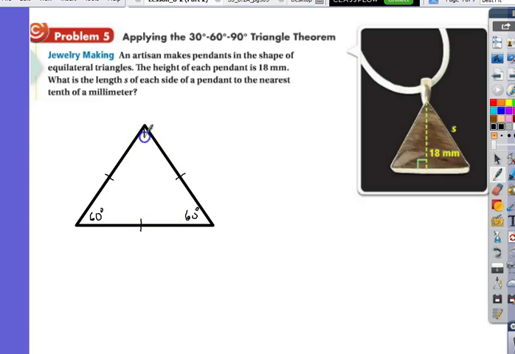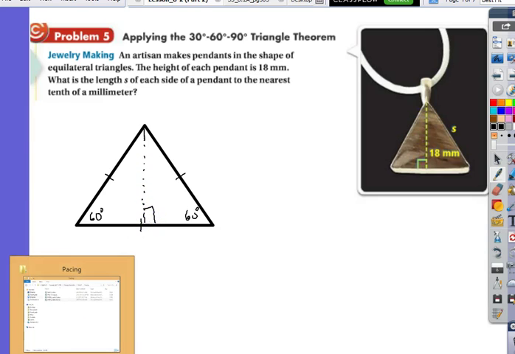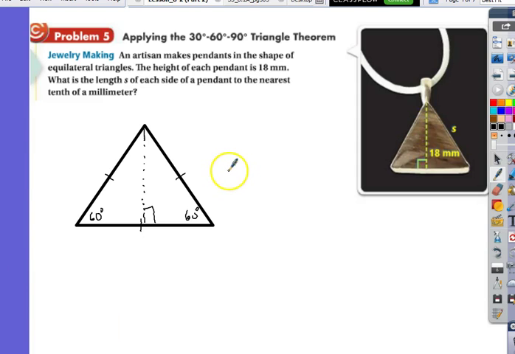So I also have dropped the altitude, or the height, of the pendant. What do you know about the height in an isosceles triangle? It's also the what? The length of the leg? No. An altitude is a median, is a perpendicular bisector, is an angle bisector when you have equilateral or isosceles triangles. So I know that this angle right here is going to be 30.